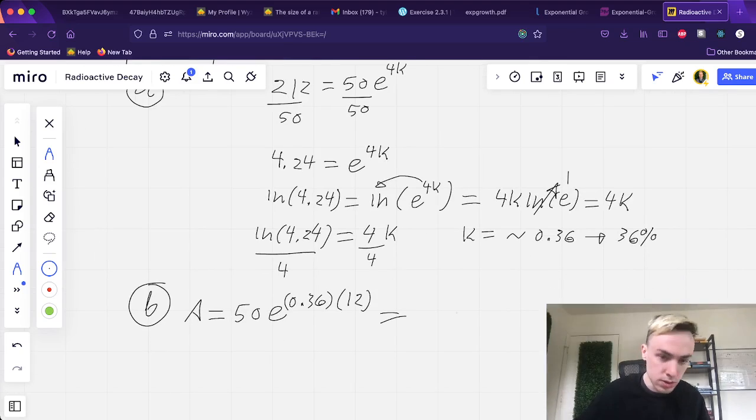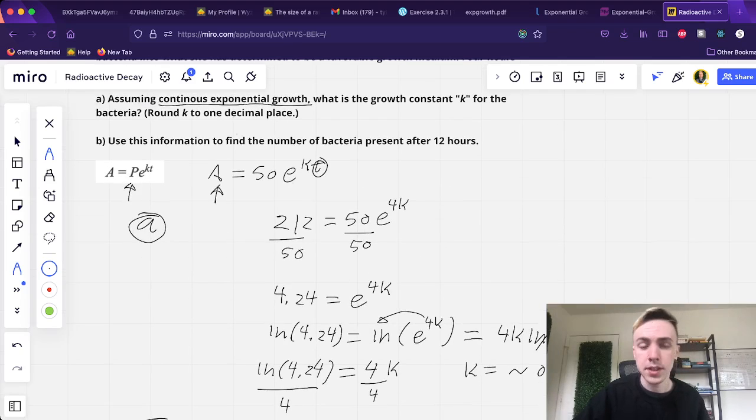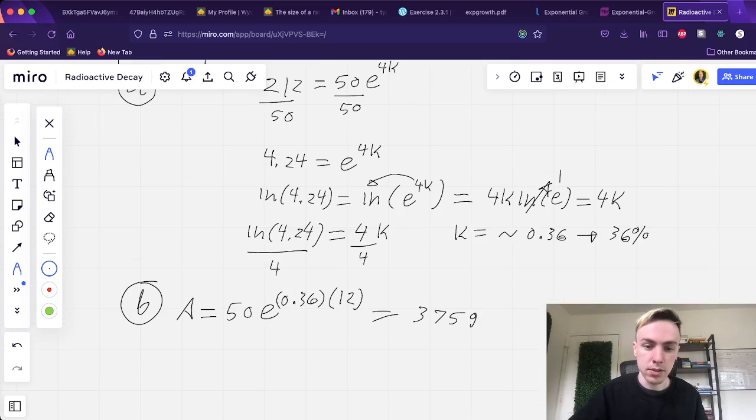And this is going to be equal to 50 times e to the 0.36 times 12, which is about 3,759.43. Since we're dealing with bacteria, these are whole units of something, and so it makes sense to only really round down, so we'll say that we have about 3,759 bacteria after 12 hours.